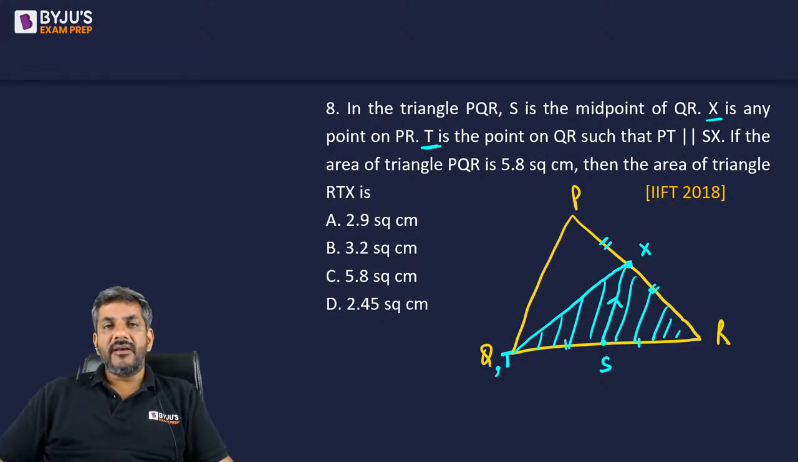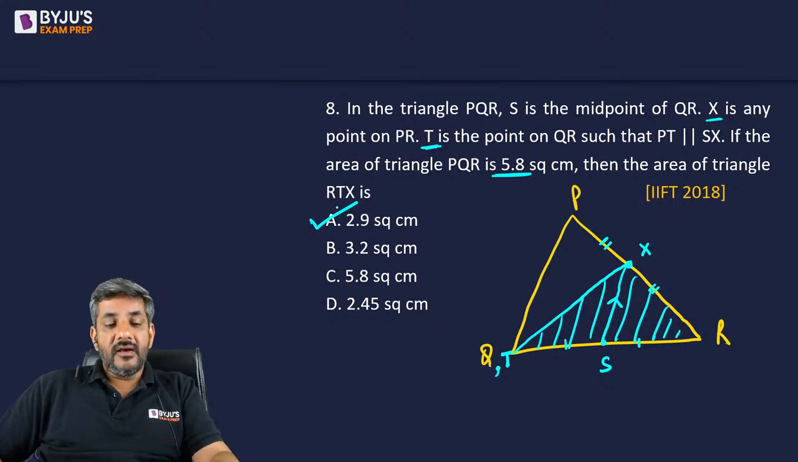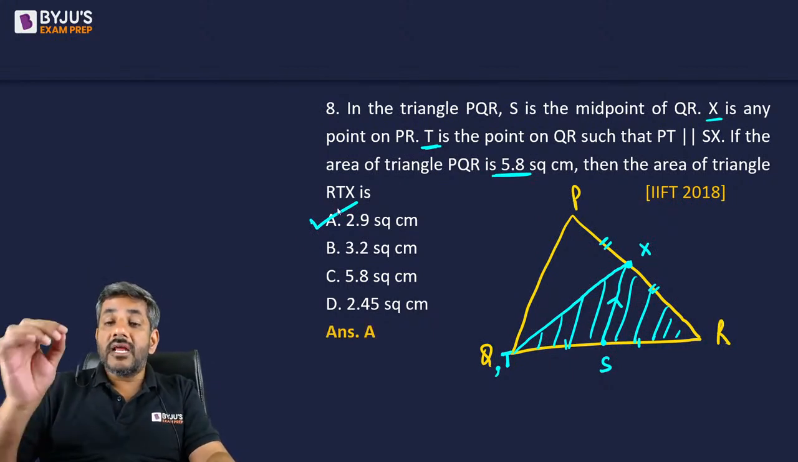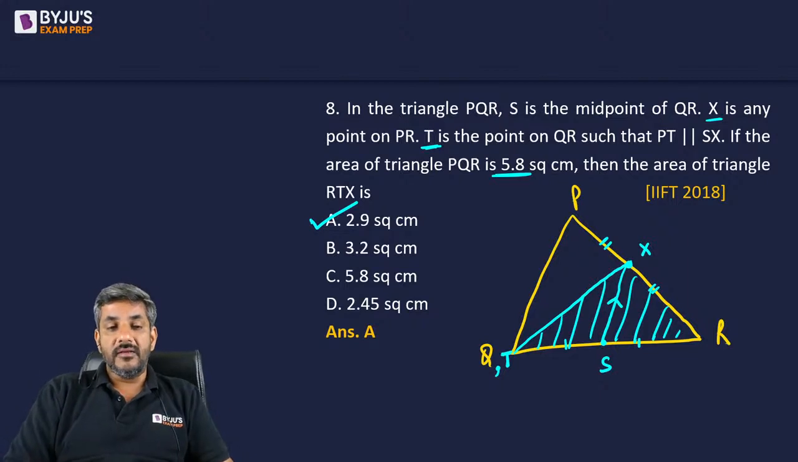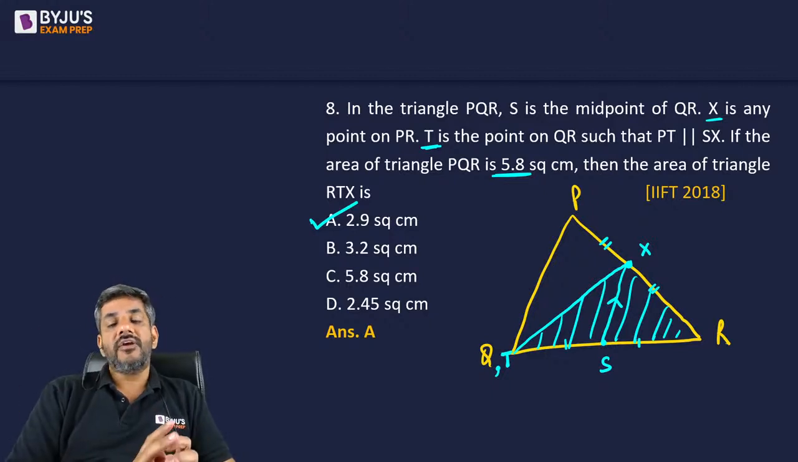भाई X midpoint अगर है तो PQX और XQR दोनों एरिया बराबर होंगे. So area of triangle PQR is 5.8. Area of triangle QXR is half of 5.8. The answer is 2.9. अगर आप ध्यान से देखो तो we did not have to even write a single word. Just by making a picture and visualizing it correct, we could answer the question. That's an aptitude way of answering the question.